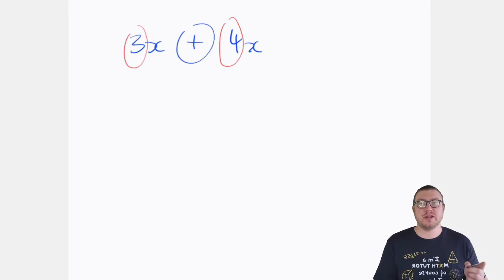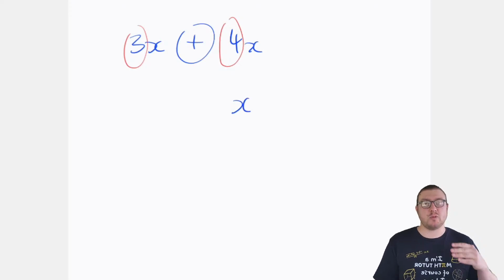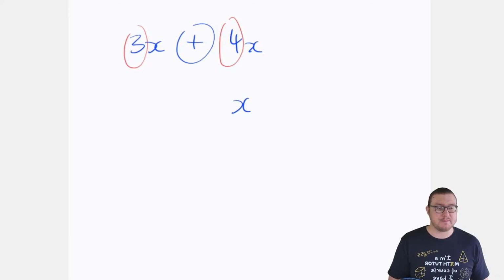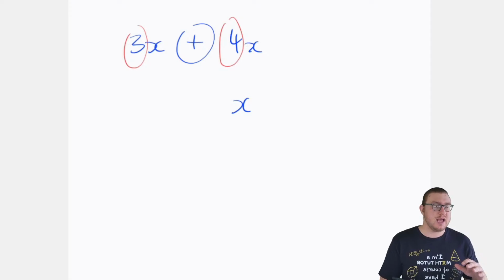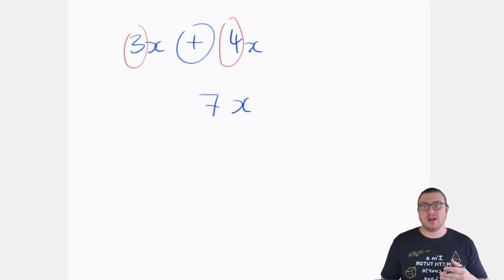So we look at the numbers in front of the x, and these are added together. It is important that you remember that the x or whatever letter that you've got, that remains exactly the same. So in the end, if we have 3x's and 4x's and we put them together, that means that we would have 7x's altogether.